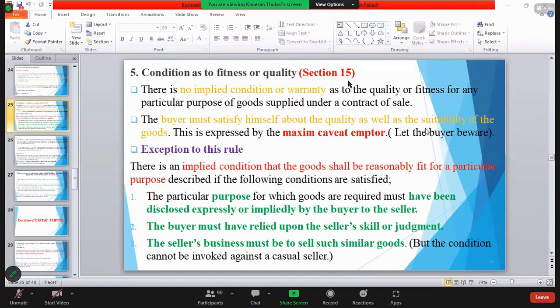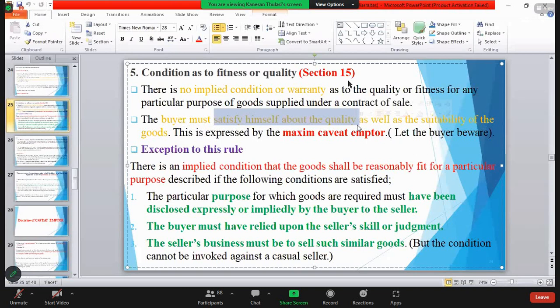The caveat emptor rule we will study later. If you are asking for something and the seller gives the goods, then the buyer has the responsibility to satisfy himself or herself regarding the quality. For example, if you ask for an automatic washing machine and the seller gave a washing machine, you have to check whether it is an automatic or a semi-automatic washing machine, and how much quantity this washing machine can wash per time. Everything you need to be satisfied; the seller need not express it. You need to be satisfied. This is known as the caveat emptor rule.